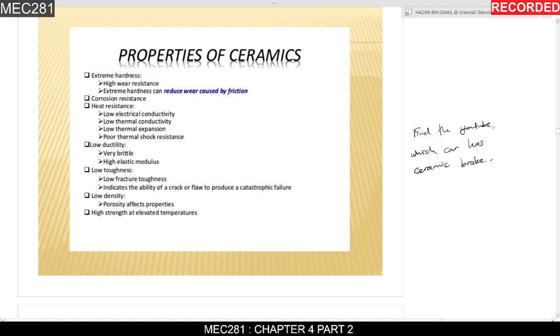So if you can find on YouTube which car has the ceramic brakes, you can wonder why it used the ceramic instead of the steel. Okay, maybe because of some of these properties that only ceramic has and the steel does not have.